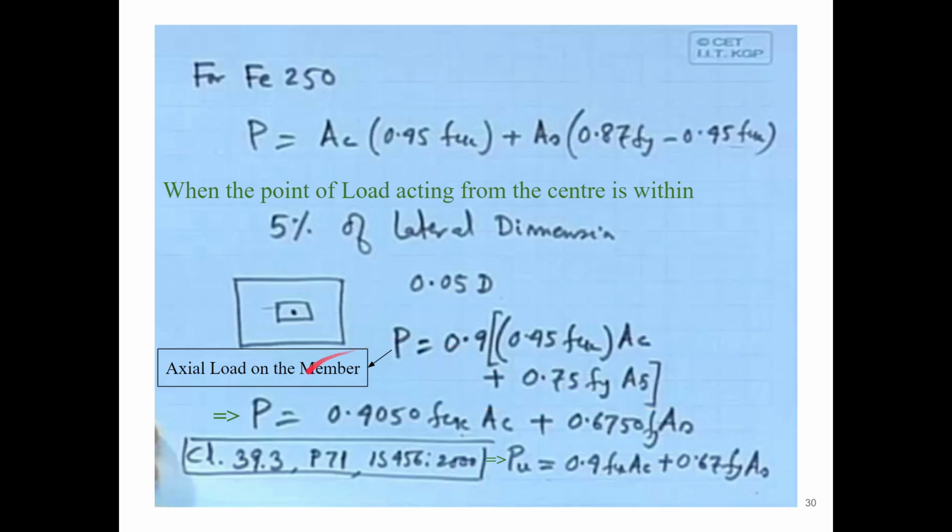So from the IS code we find the axial load on the member when the load is acting within 5% of the lateral dimension from the center. In that case the capacity is 0.9 into 0.45 fck Ac plus 0.75 fy As. Solving this we get P equal to 0.405 fck Ac plus 0.675 fy As. Okay, so this is an important formula.